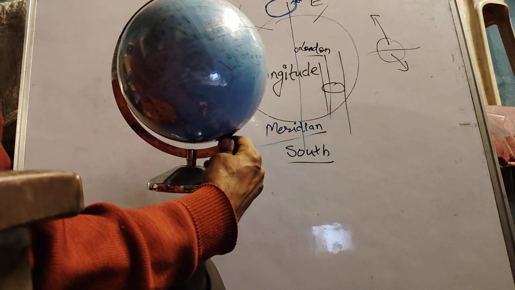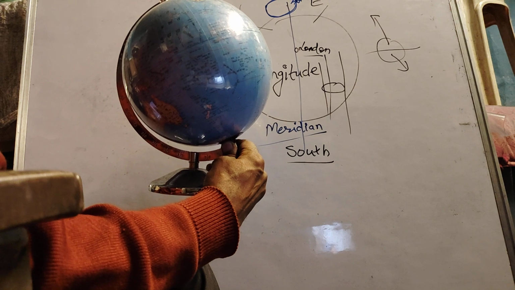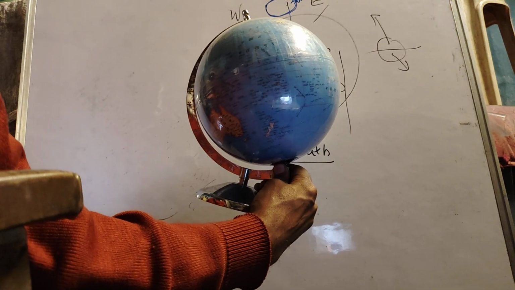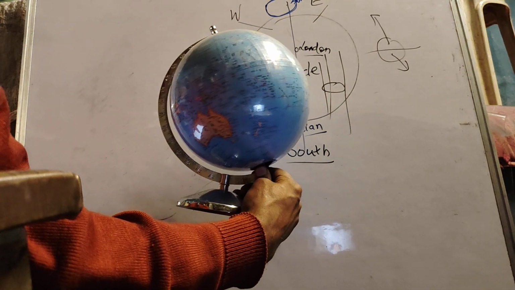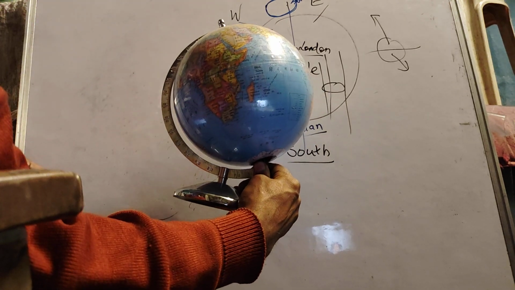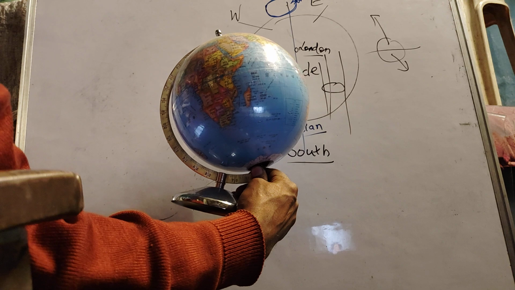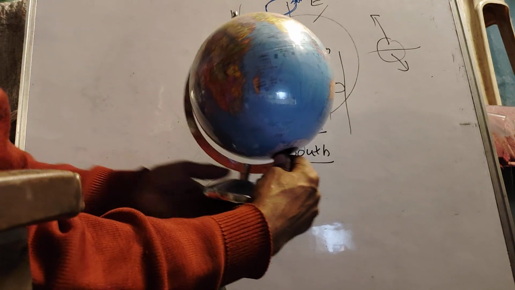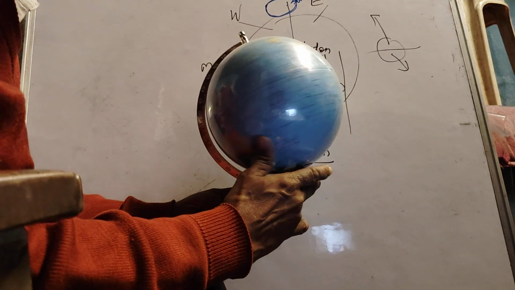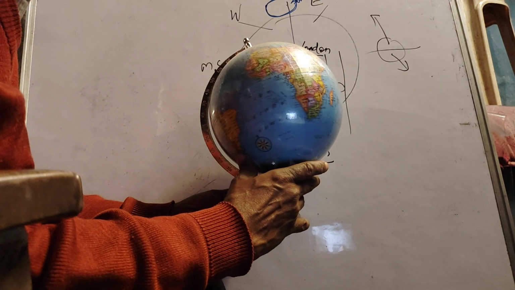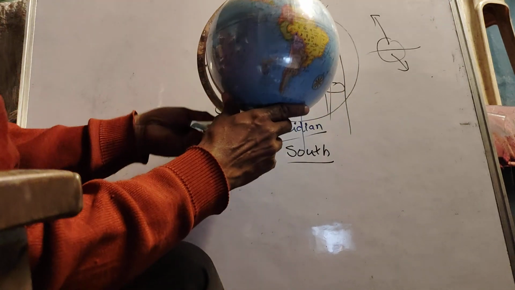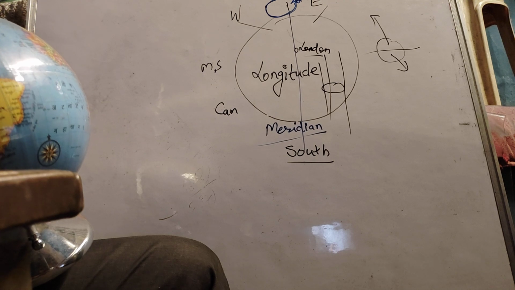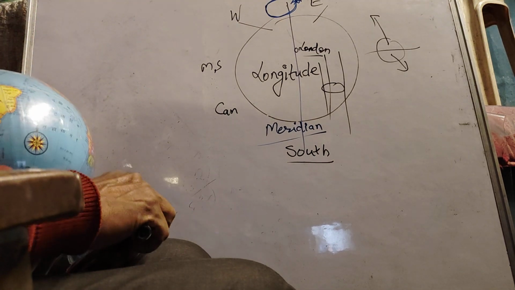Earth is tilted at some angle. What is the tilted angle of Earth? Guess. It is not 90 degrees. If it were 90, it would look straight, but it is at some angle.